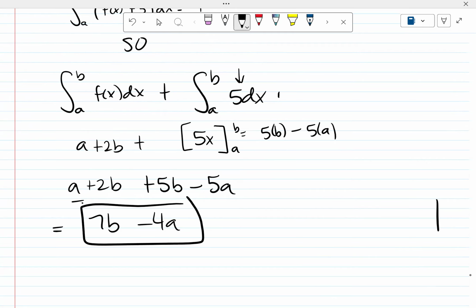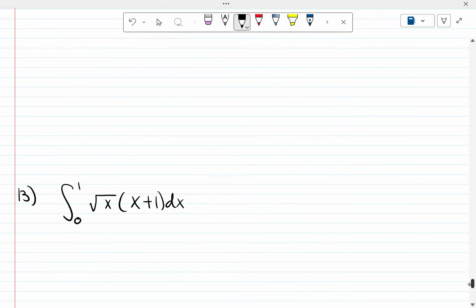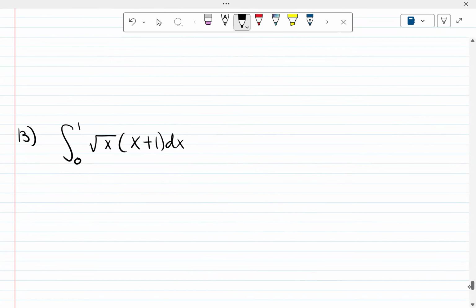Okay, let's move on to 13. We have to find the integral from 0 to 1 of the square root of x times x plus 1 dx. So what would I do? I would not do u substitution. I might have to FOIL out the square root of x and then just take the integral of each term. But maybe I can rewrite the square root of x as a power, so the square root of x is the same thing as x to the 1/2. And then it's x plus 1 times dx.